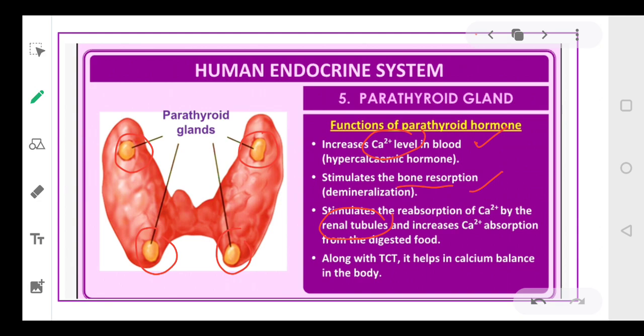will also filter the calcium ions, and calcium ions are also being absorbed from the digested food. So calcium ions are absorbed from your food, and reabsorption of calcium ions is also happening in your renal tubules. Okay, now because of this, that is your TCT. Now TCT is the hormone which is produced by the thyroid gland. So parathyroid hormone plus your TCT, both of them maintain the calcium balance in the body.